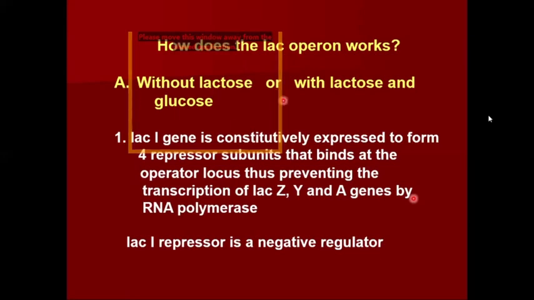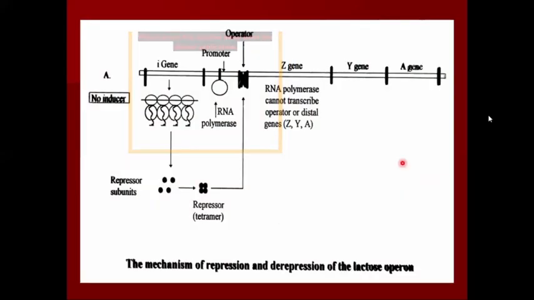First, without lactose or with lactose and glucose. LacI gene is constitutively expressed to form 4 repressor subunits that bind at the operator locus, thereby preventing transcription of LacZ, Y, and A genes by RNA polymerase. So LacI repressor is a negative regulator. There. This is the promoter site, and that is the operator site.